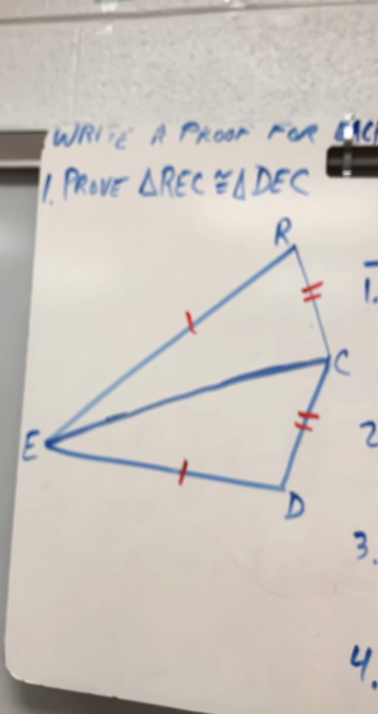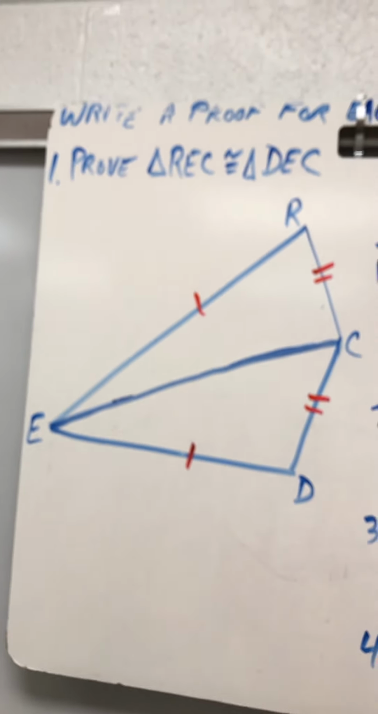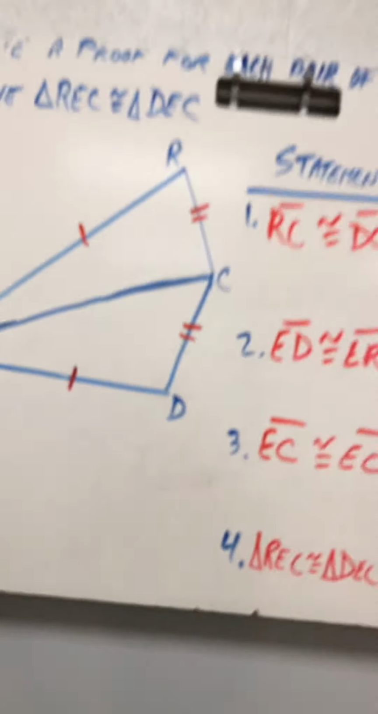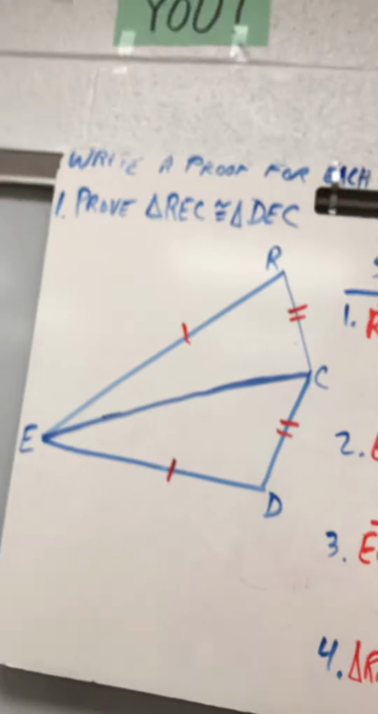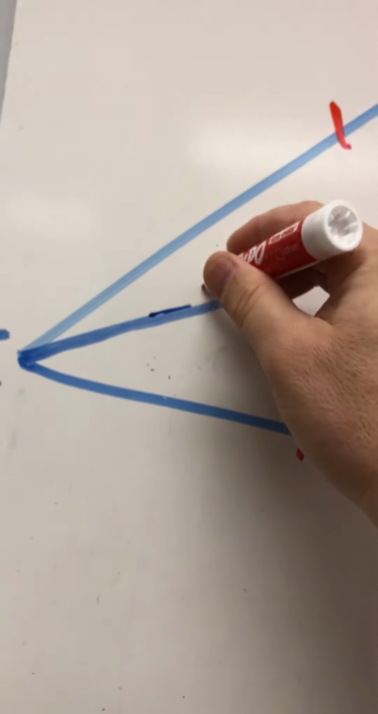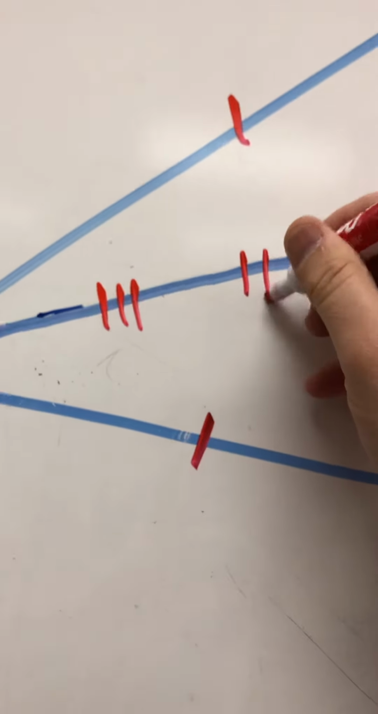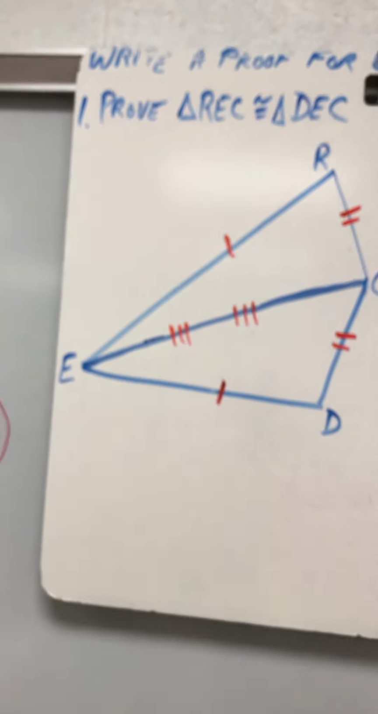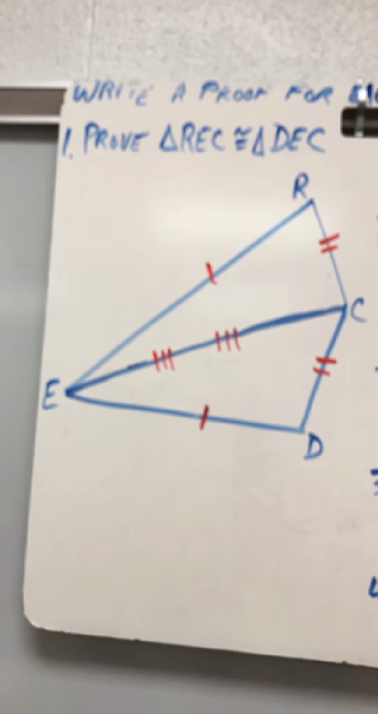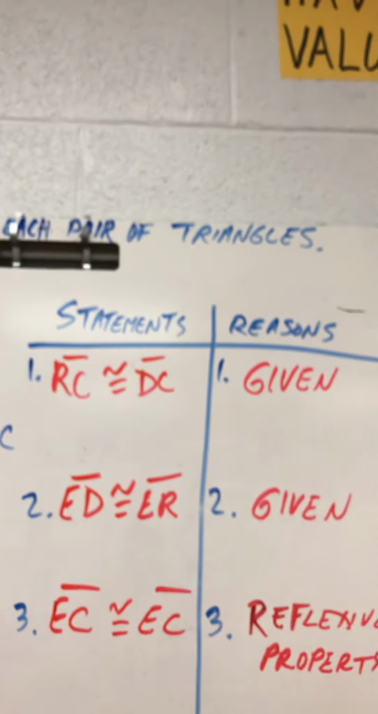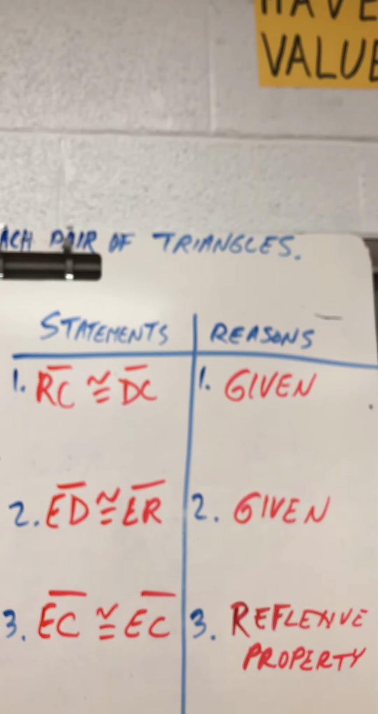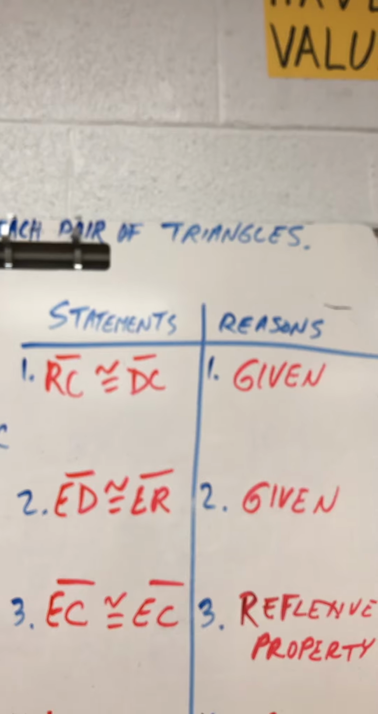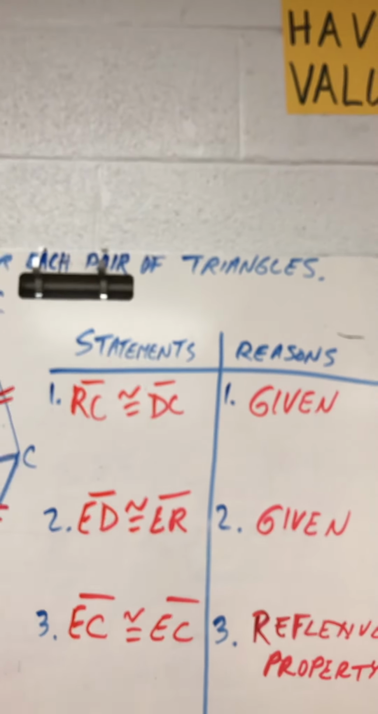Now here you have EC, from E to C, is the same length for both triangles. So we say that it's equal to itself, right? That's called the reflexive property. When we say EC is congruent to EC, it's a little corny, but that's just the way it is, right? But hopefully it makes sense. That's called the reflexive property.